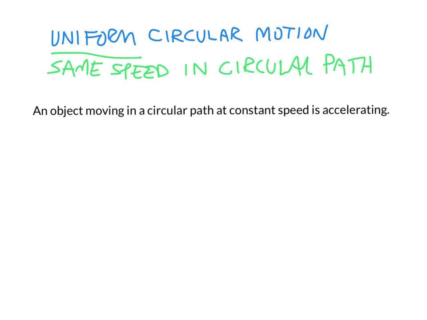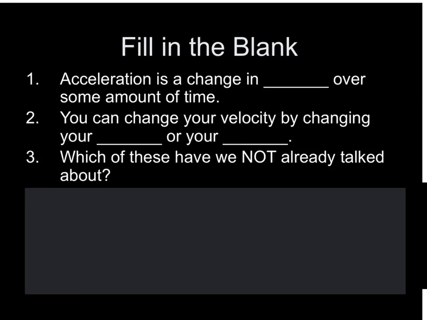We want to start by looking at this statement and deciding if it is true or false. An object moving in a circular path at constant speed is accelerating. To answer this question, we first have to think about the definition of acceleration. We know that acceleration is a change in blank over some amount of time. Well, acceleration is a change in velocity over some amount of time.